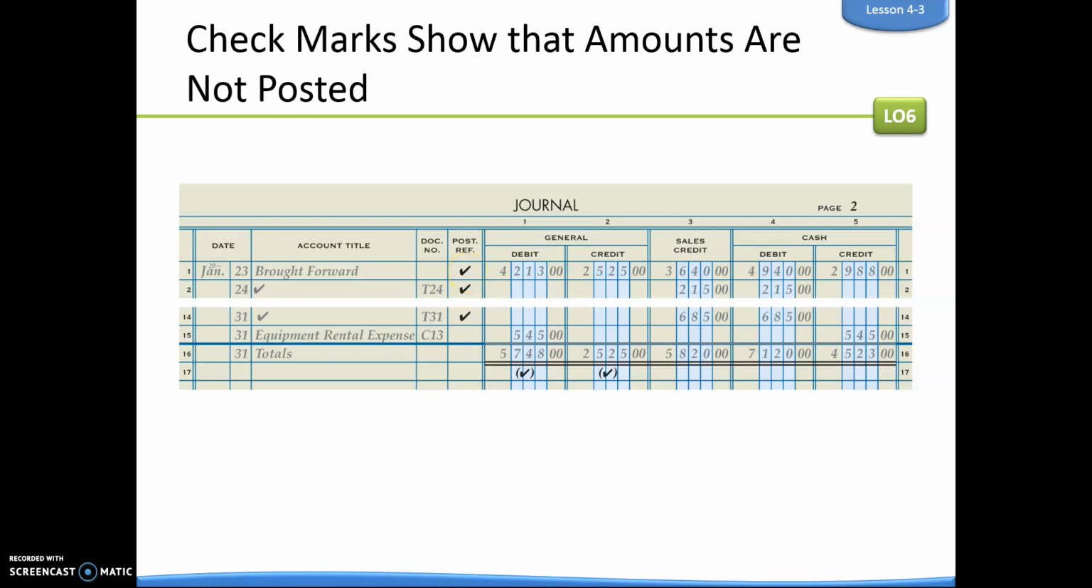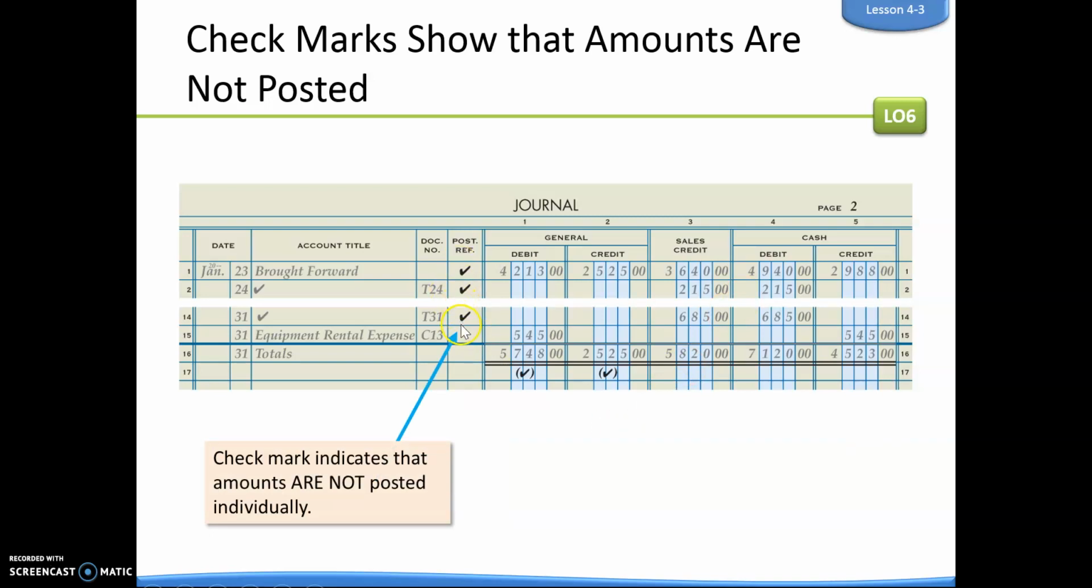Our other options here, as you can see on the 24th, if you remember when we were journaling, I said if we don't have anything that goes in our general debit or general credit columns, we put a check mark. The reason we put it both in our account title and in our post reference column is because usually we received cash for sales. And since there isn't anything in our general debit, general credit, we put a check mark to indicate that both of those amounts are in special amount columns.